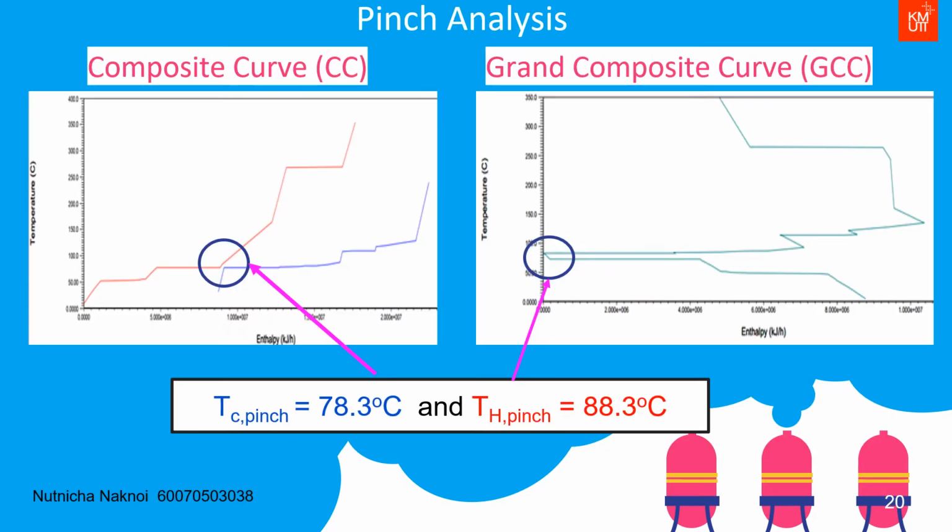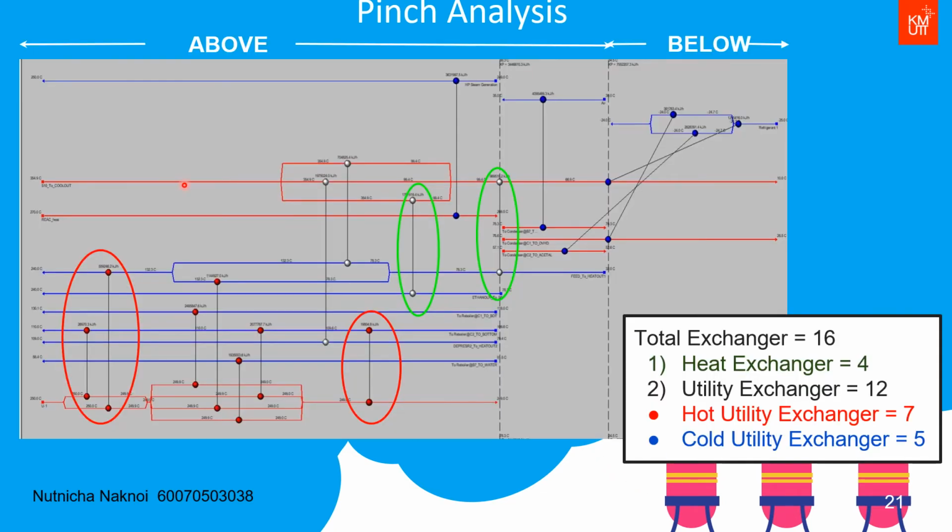Next, the plan is to design the heat exchanger network by using pinch analysis. It can recover heat to provide more heat exchange in the system and reduce the utility cost used within the system. Firstly, we will set the delta T min value at 10 degrees Celsius. Then the composite and grand composite curves are used to find the cold and hot pinch temperatures, which are 78.3 degrees Celsius and 88.3 degrees Celsius. Then we match streams in the process.